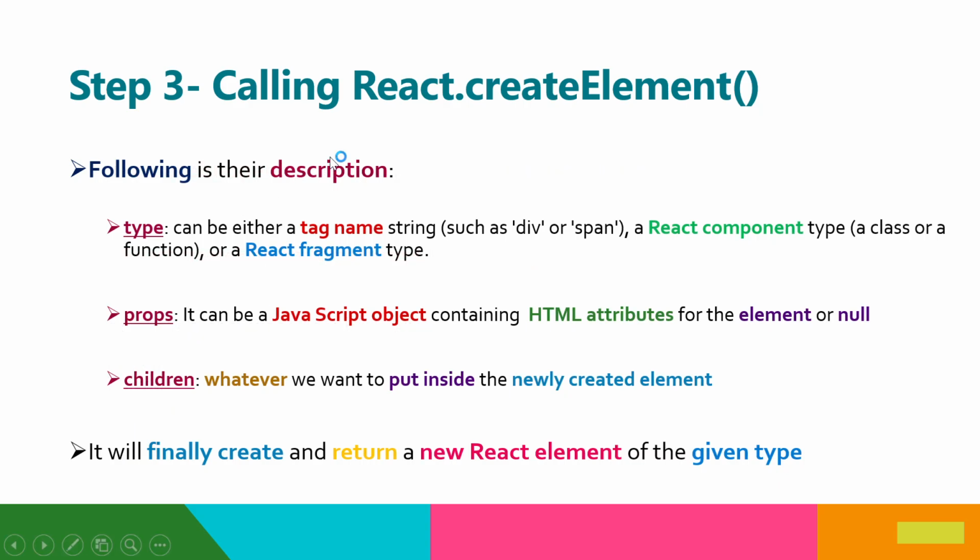The following is their description. Type can be either a tag name string such as div or span, a React component type, a class or function, or the React fragment type. Props can be the JavaScript object containing the HTML attributes for the element, or null. Children is whatever we want to put inside the newly created element. It will finally return a new React element of the given type.